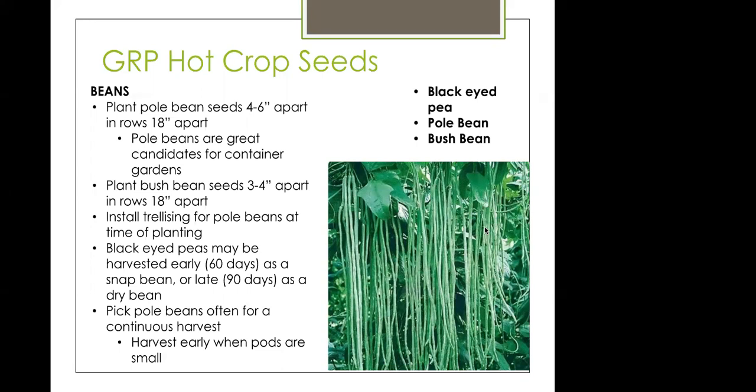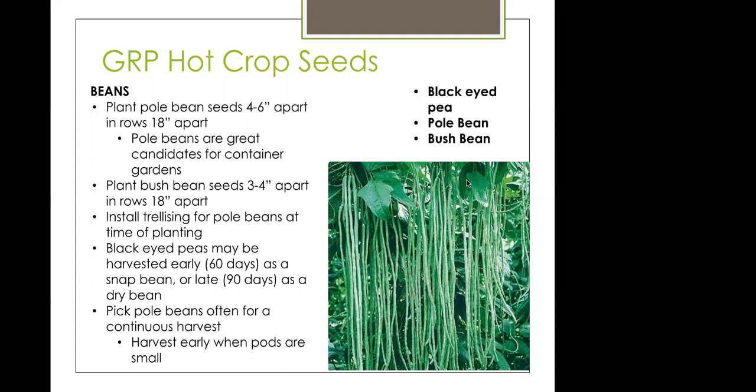So with your pole beans, you want to make sure that you trellis them. Some of our beans have different days to harvest. Black-eyed peas are going to be a 60-day, and then our dry beans are going to be a 90-day. And so let me explain that.